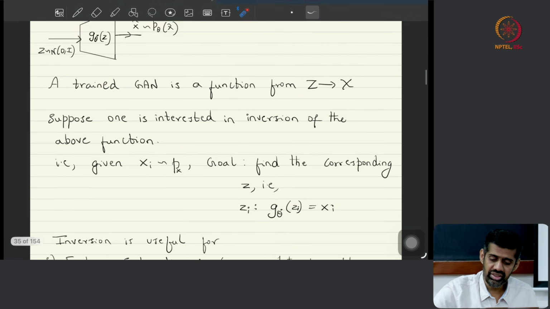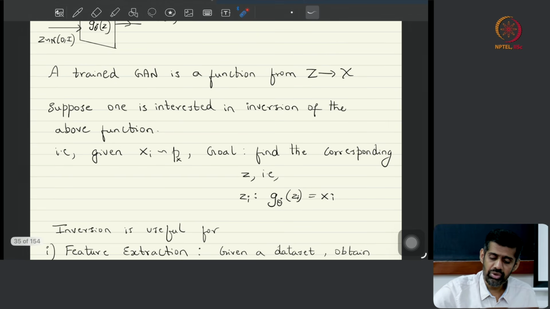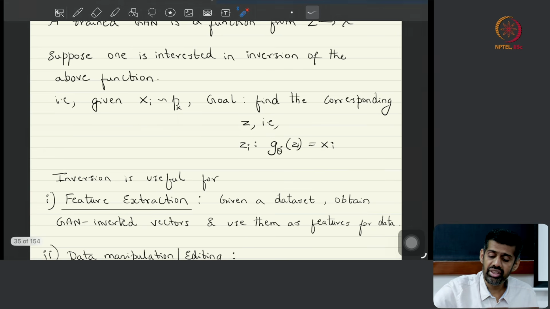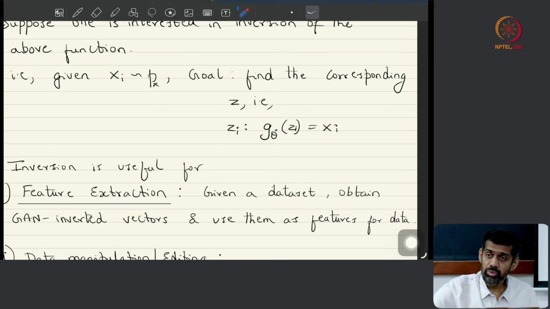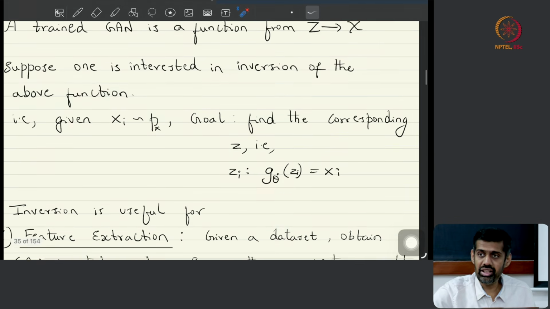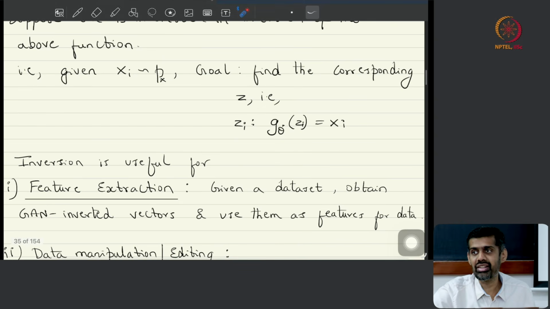So, now the question is, one is interested in inversion of the above function. That is, given an image xi from Px, find the corresponding z such that if you pass that particular z to the sampler, it will give you the xi that you started from. You have a fixed image. I need to find what point in the normal distribution would have generated this image under my GAN. Can I get that? These techniques are called inversion techniques. If you have a sampler, you should also have an inverter, because that is when the story is complete.